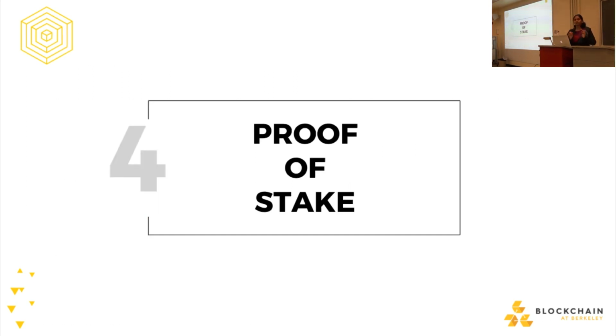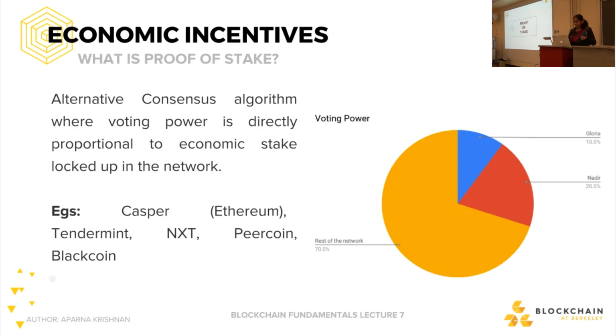So we've looked at all these different choice models, understood all these different actors in our system, but how do they all come together? Like, what do they do? To understand that, let's take a look at a cryptoeconomic system called proof of stake. So what is proof of stake? Well, proof of stake is an alternative consensus algorithm where your voting power is directly proportional to the economic stake that you lock up into the network. So for example, if Gloria locks up 10 Ether and Nadir locks up 20 Ether, Nadir's voting power is twice as much as Gloria's voting power.